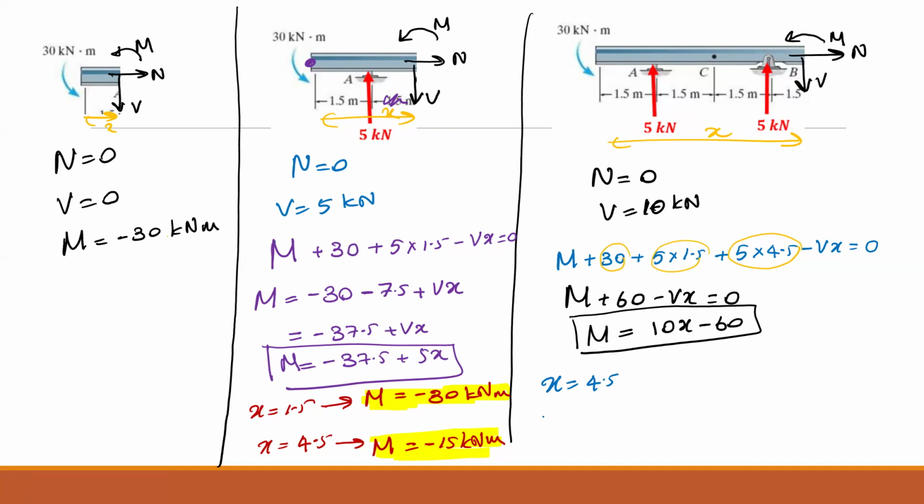Okay, I'll explain again. Total length is 6. So at this one, I think we get negative 15 kilonewton meters. And this is 0.